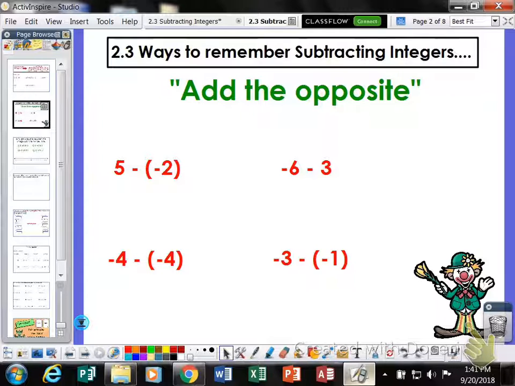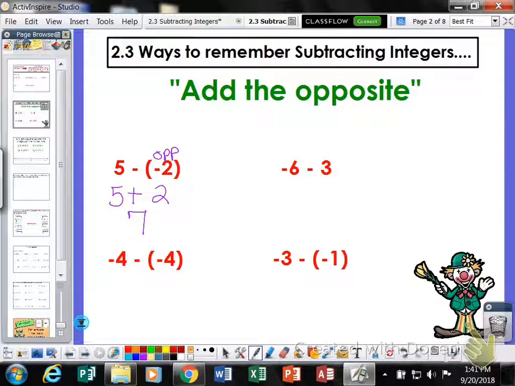So for example, we have 5 minus a negative 2. I want to add, so 5 plus, add, and then what is the opposite of negative 2? It is 2. And then we add 5 plus 2 and we get 7.